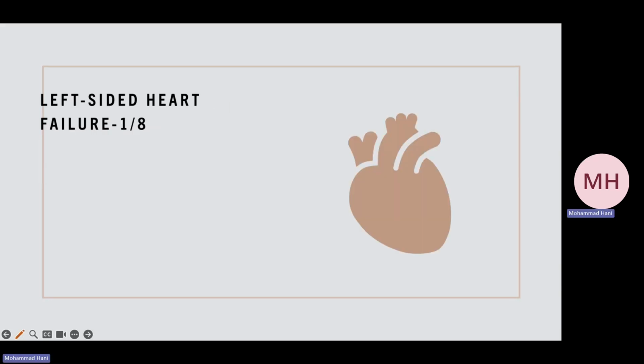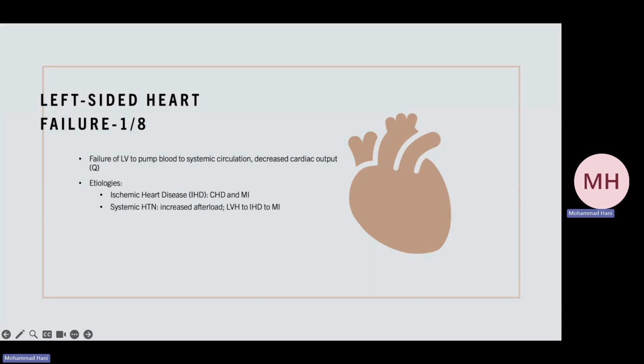So moving on, let's get into left side heart failure. Left side heart failure is failure of the left ventricle to pump blood to systemic circulation because of a decreased cardiac output, and cardiac output would be denoted as the capital letter Q. And it has multiple etiologies. The etiologies range from ischemic heart disease, and within ischemic heart disease you have coronary heart disease and myocardial infarction. You have systemic hypertension, which increases the afterload, leading to left ventricular hypertrophy.